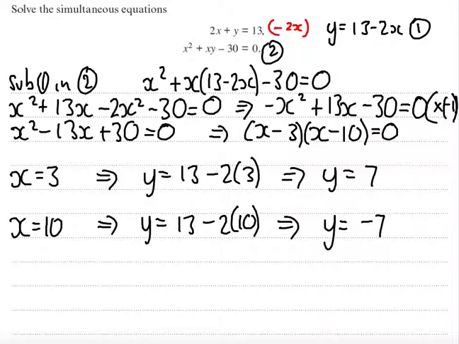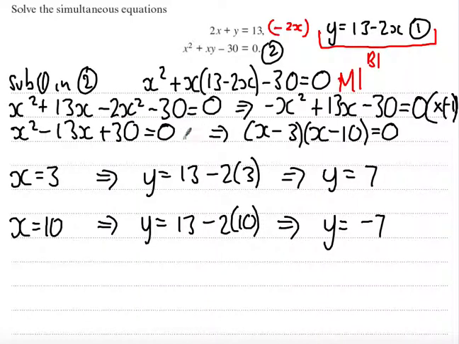Let's have a look to see how we get marks in this equation. We get a standalone mark if you've attempted to isolate either x or y. Y is by far the simpler in this situation. We get a method mark for the substitution of that value, whether it be the x or the y, into this quadratic.